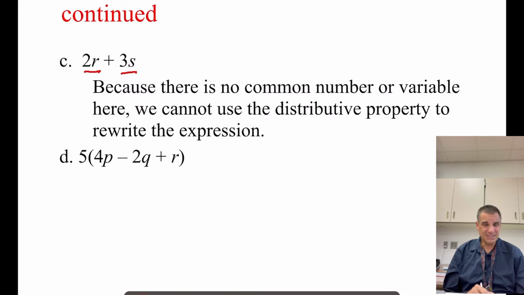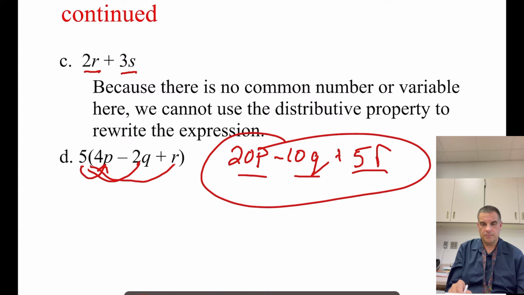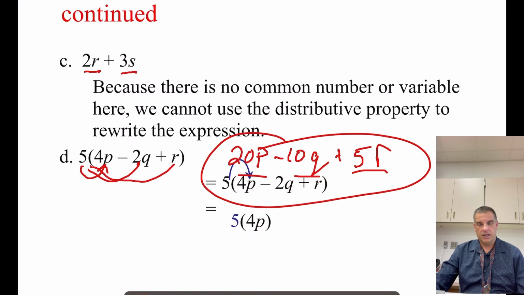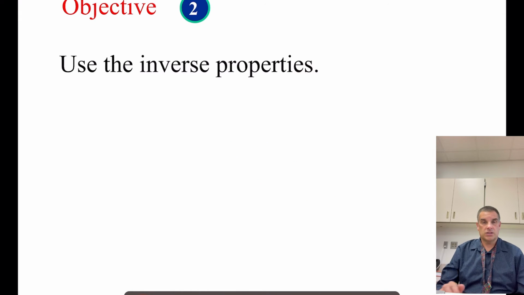In this next example, we can take it to 3 different spots. Remember, the distributive property just goes throughout. So you go there, you get 20p, you go there, you get negative 10q, you go here, you get 5r. None of those are the same. That's your solution. It's just taking the distributive property and working it out along the line to get the exact solution that we just had. So that's the distributive property.